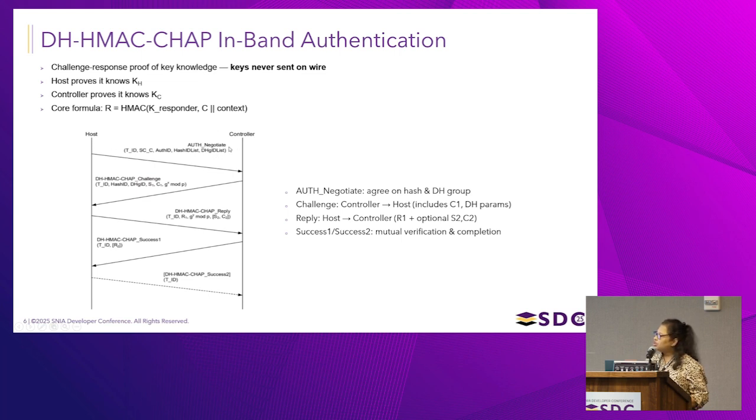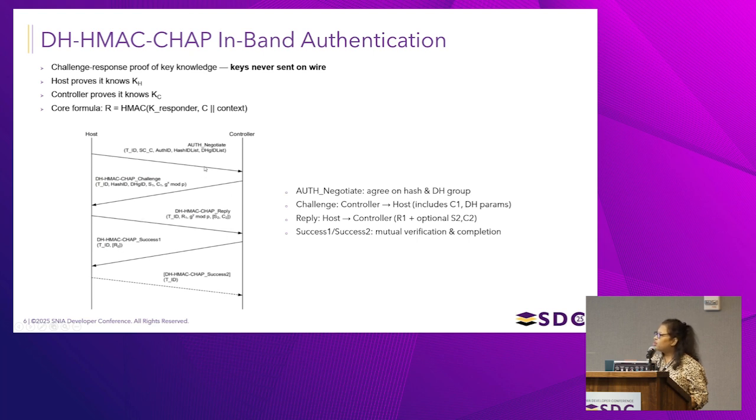So the party which is verifying the keys has to know the key of the entity that it is verifying. The host will be provisioned with its own KH key, and the controller will also know the KH key. It will use the KH key to check this response. So if the response matches, the unidirection authentication is completed, and the controller will send a success message.